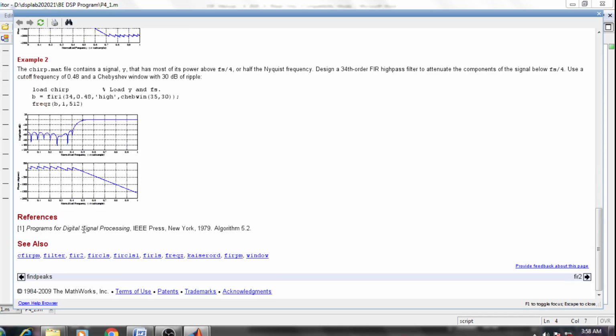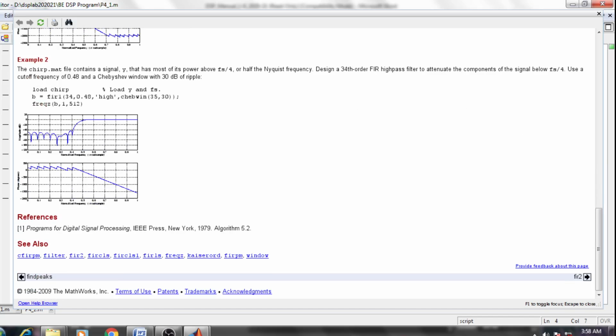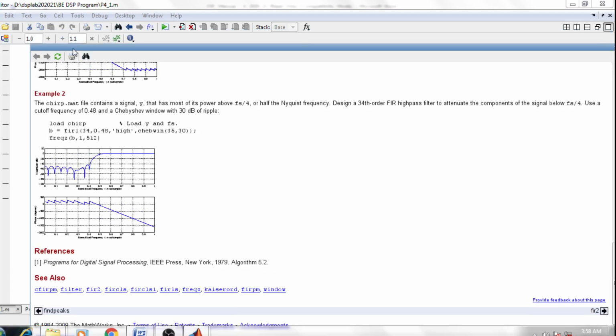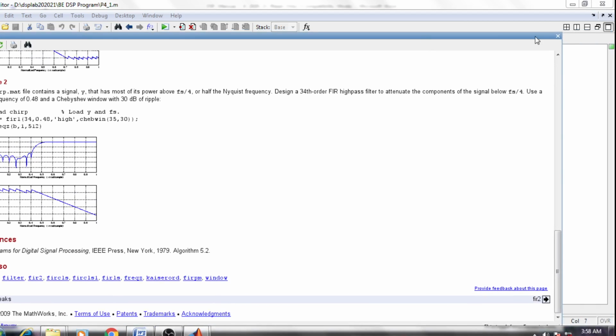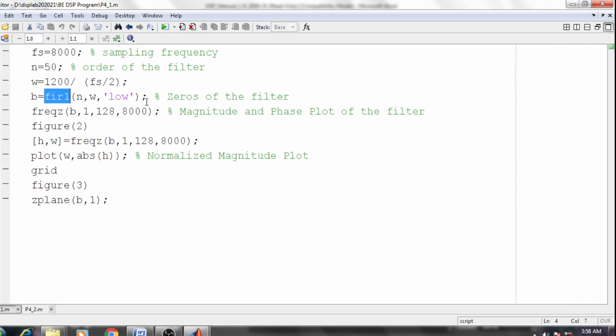So I am now going back to our main window. I am closing it. Here n and omega are defined. n will be the order of the filter and omega is what we calculated, that is 1200 divided by fs by 2. So this omega will be put in this FIR filter function.